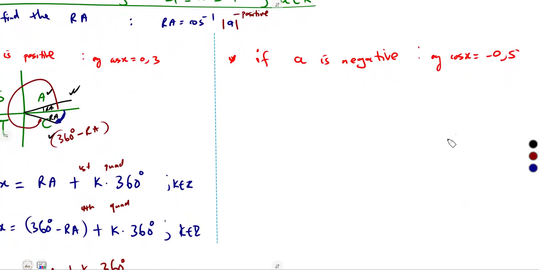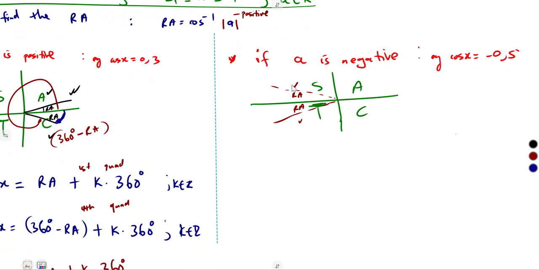consider the quadrant where cos is negative. In which quadrant or in which quadrants is it that cos is negative? The second and the third. Remember, the concept does not change. In each quadrant, there is a reference angle.